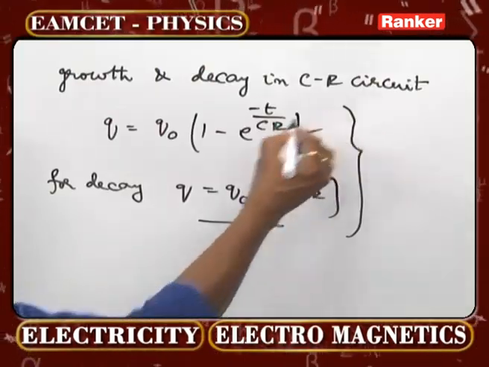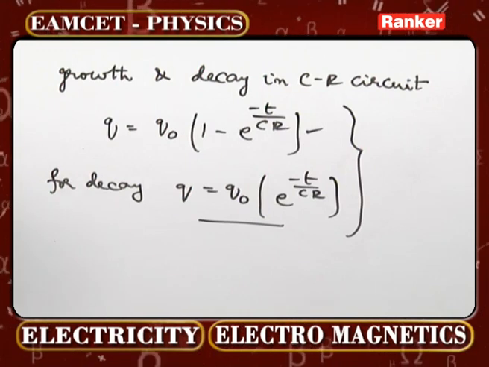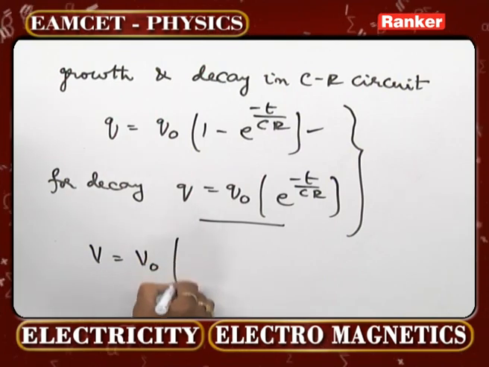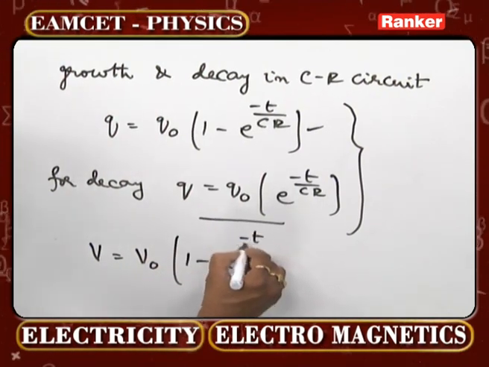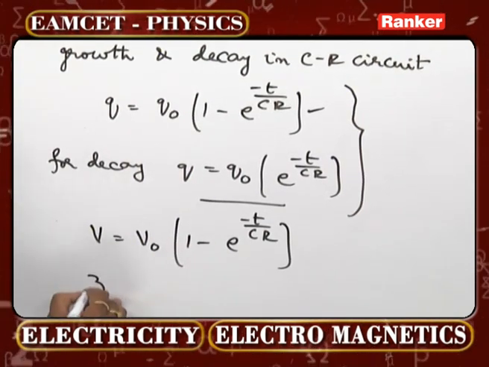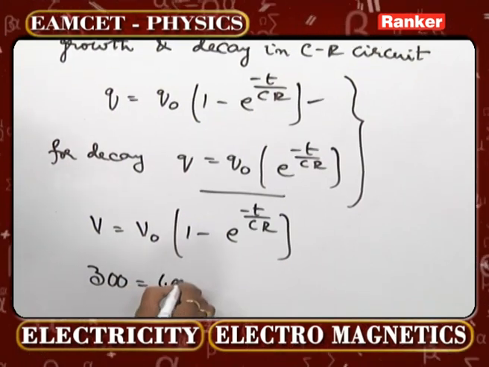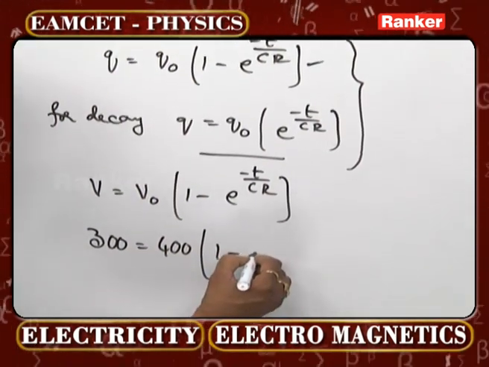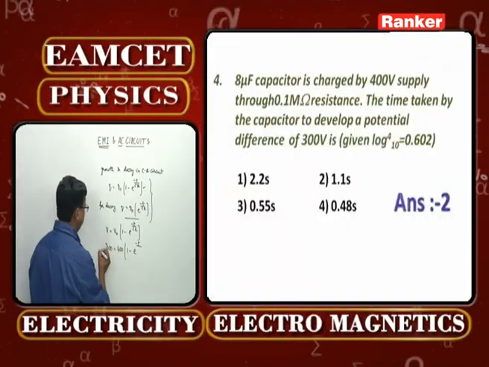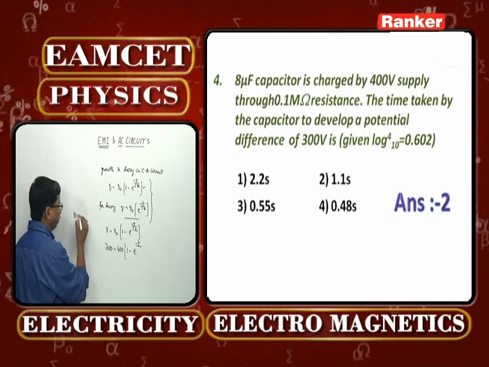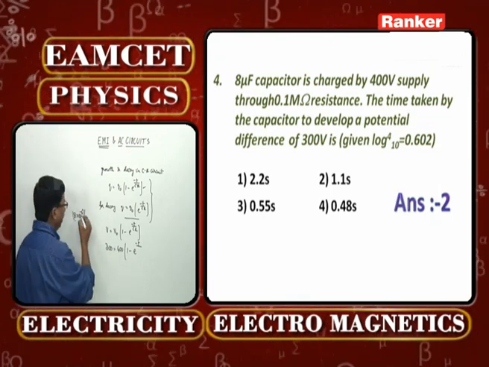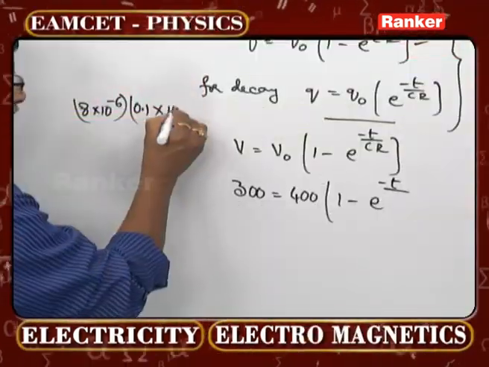Now in this particular question, this is the formula we have to take up. Now Q in terms of voltage, you write V is equal to V naught into 1 minus e power minus t by CR. That is actually the formula we can take. V is given 300. V naught is given 400 into 1 minus e power minus t by CR. What is C given? C is given 8 micro, that is 10 power minus 6, into what is the value of R given? 0.1 mega. Mega means 10 power plus 6.